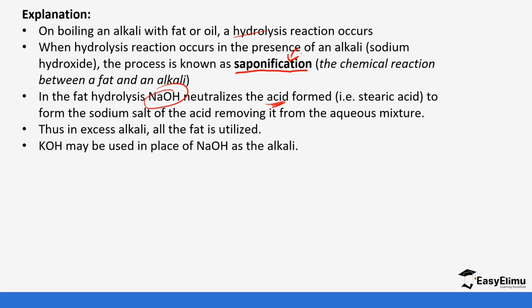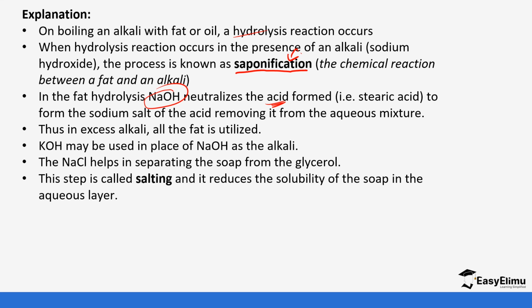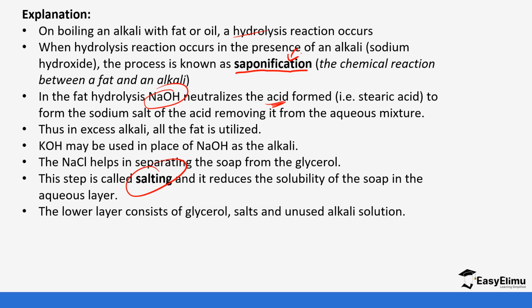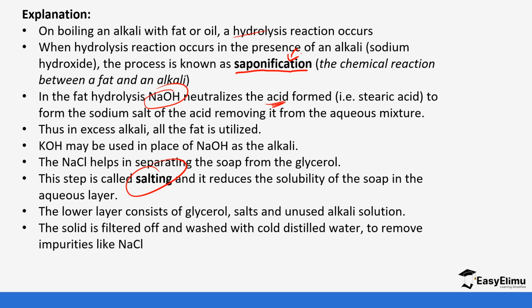We replace sodium hydroxide with potassium hydroxide, especially if we want to make softer soaps. Potassium hydroxide is used instead of sodium hydroxide. And then there is sodium chloride that is added in the process. This helps in separating the solid from the glycerol. And this process of separating is known as salting out. So it reduces the solubility of the soap in the aqueous layer. So the lower layer consists of glycerol, salts, and unused alkali. That's why it is filtered off to remove those impurities so that they don't interfere when you're testing.